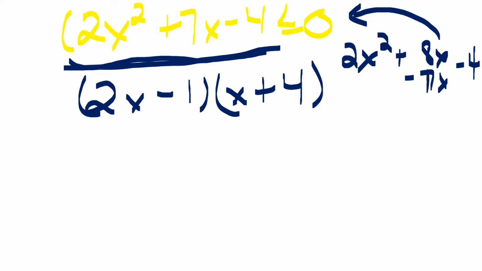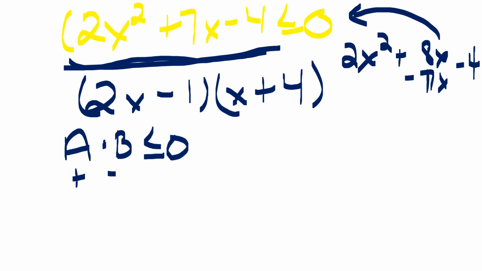0. Okay. So you know that if you have two numbers that are multiplied by each other, let's say you have A times B less than or equal to 0, you're either going to have a positive A and a negative B, or a negative A and a positive B. Okay? So the next thing to figure out is you'll know one of these will either be positive or negative.